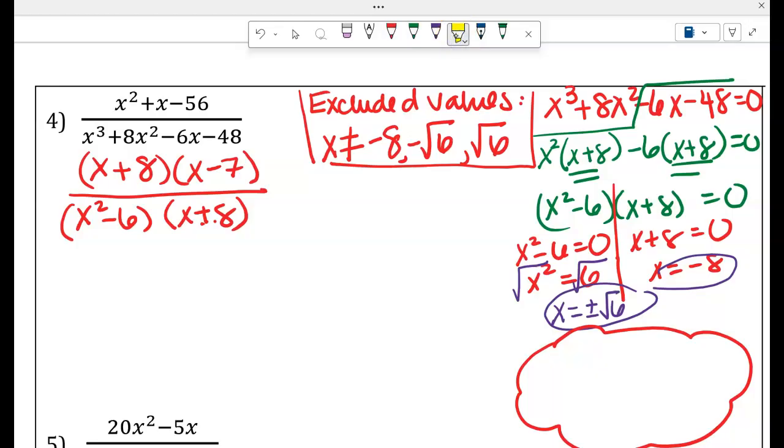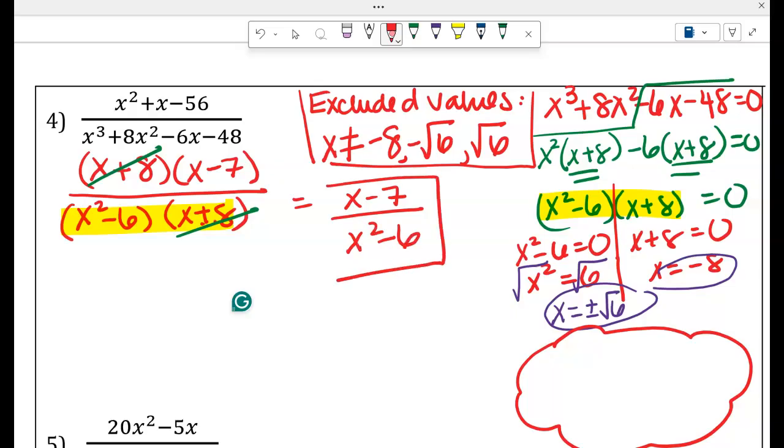So the bottom, guys, we did our factoring over here already, so we don't have to redo it. On the top, we have x plus 8 times the quantity x minus 7. 8 times negative 7 is negative 56, right? And that's going to give us a positive x in the middle. So next, we want to see if we can reduce. This is a binomial, which reduces with a binomial. So after reducing, we have x minus 7 all over x squared minus 6. We can't reduce anymore, so that's as far as we are going to go.